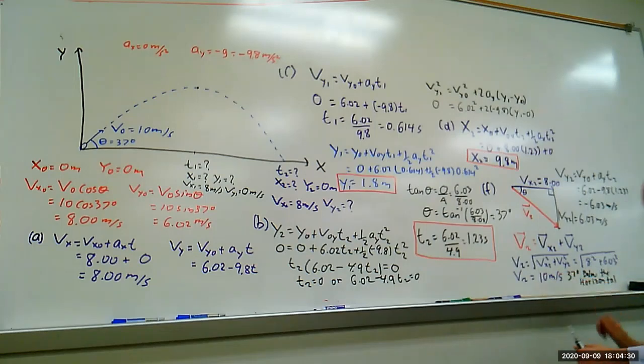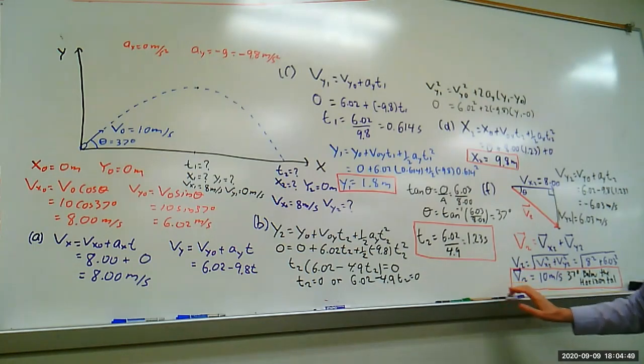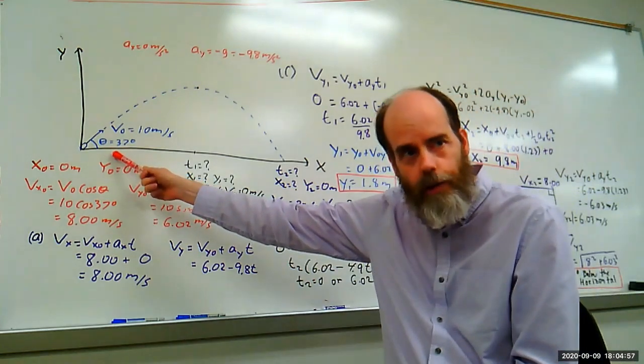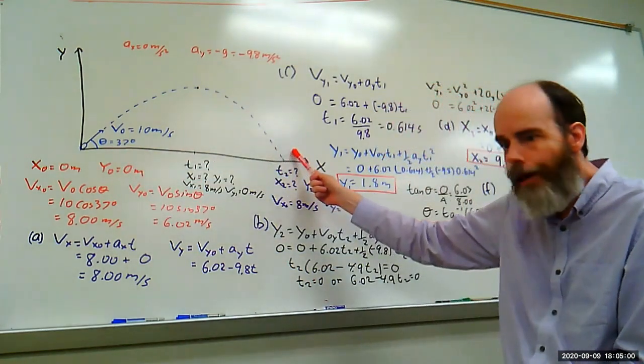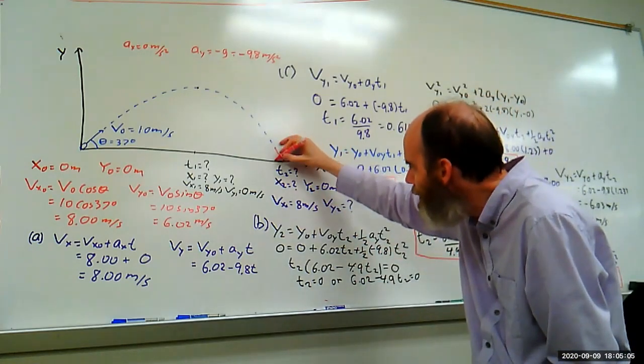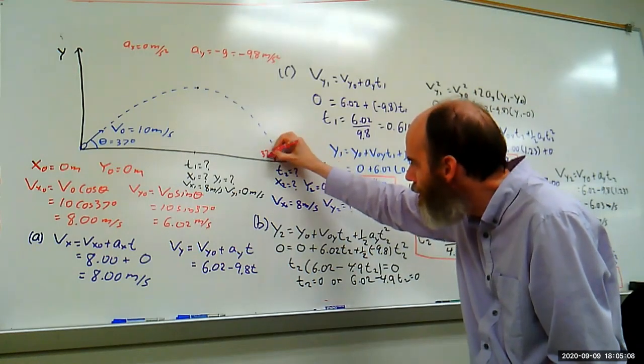So that's the velocity with which it hits the ground. We have a magnitude, 10 meters per second, and we have a direction, 37 degrees below the horizontal. So this is the vector. Notice, 37 degrees below the horizontal. When it left the ground, it was 37 degrees above the horizontal. And when it gets back on the ground, it's hitting 37 degrees below the horizontal. So when it hits back on the ground, this angle here is 37 degrees.